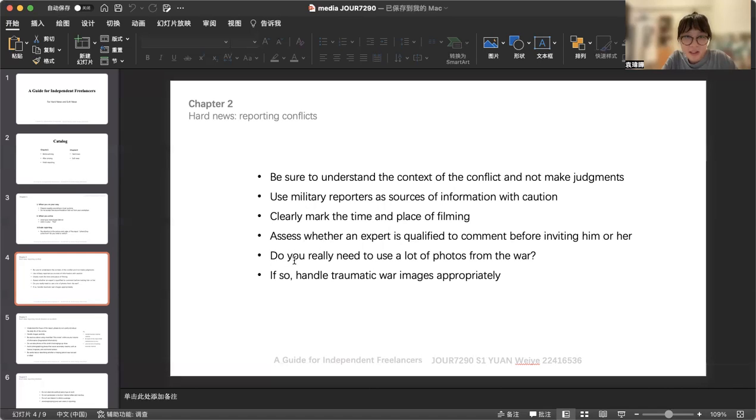And the fifth is, I think, a question for everyone. Because there's a conflict, there is a lot of violence, so you need to ask yourself: do you really need to use a lot of pictures? Because I think it would cause trauma. The last thing is, if you decide you need to use pictures, you need to handle the traumatic photos very carefully, like blur those images.